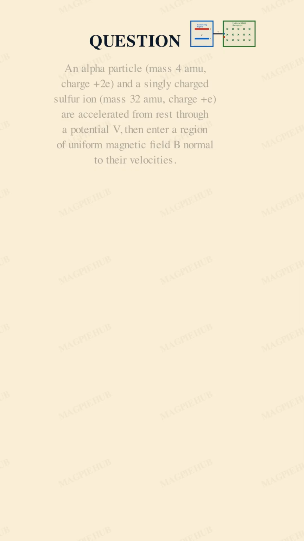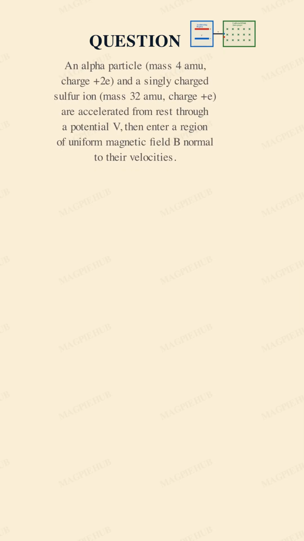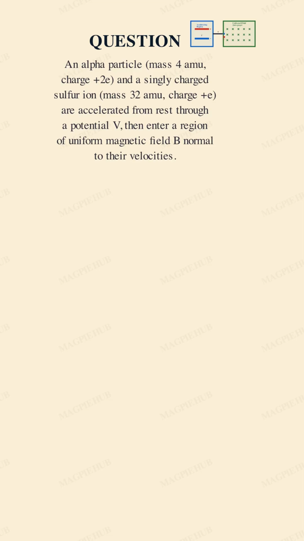The question asks, an alpha particle of mass 4 amu and a singly charged sulfur ion of mass 32 amu are initially at rest. They are accelerated through a potential V and then enter a region of uniform magnetic field perpendicular to their velocities. The alpha particle and the sulfur ion move in circular orbits of radii r_alpha and r_s respectively. Find the ratio r_s over r_alpha. This is an integer type answer.